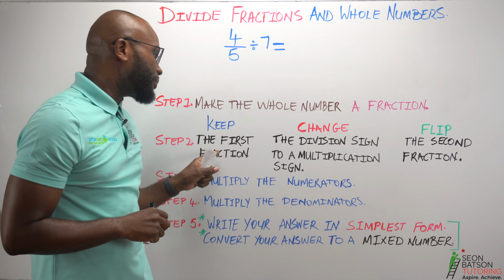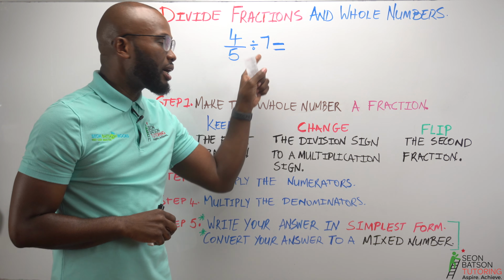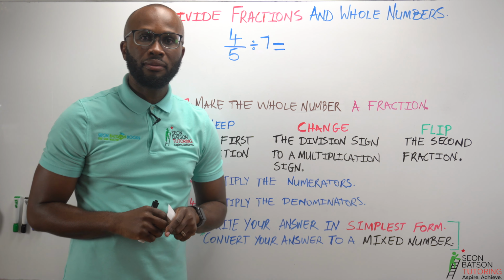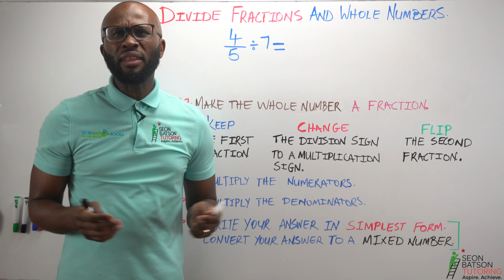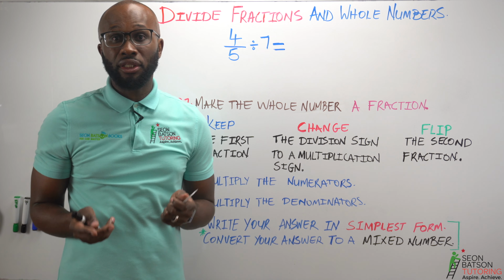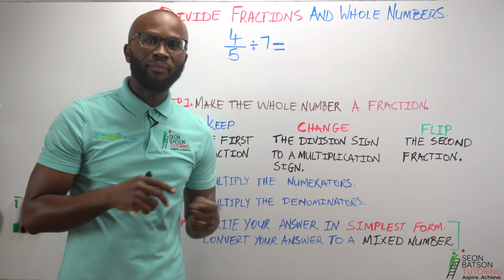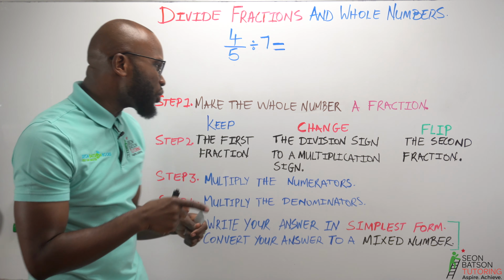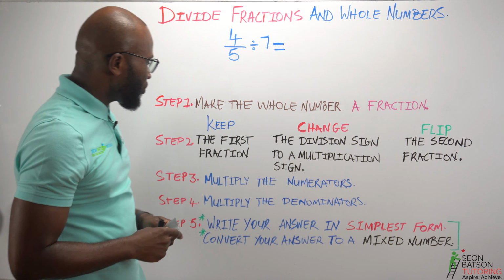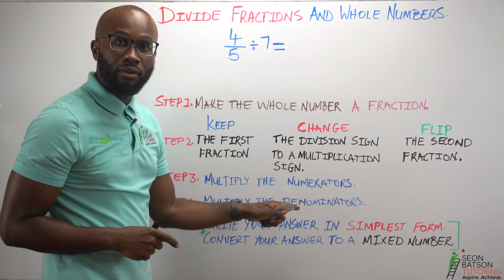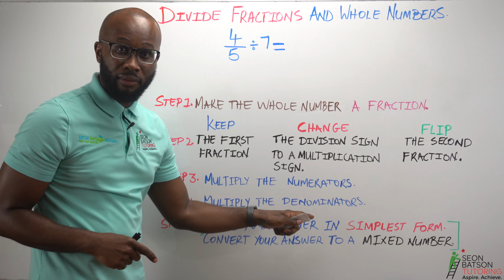We will keep the first fraction. Then we will change the division sign to a multiplication sign. Then we will flip the second fraction, or find the reciprocal of the second fraction. Now, reciprocal is just a fancy word for flipping. Yes? All right. Once we are done keeping, changing, and flipping, we will multiply the numerators. Then we will multiply the denominators.